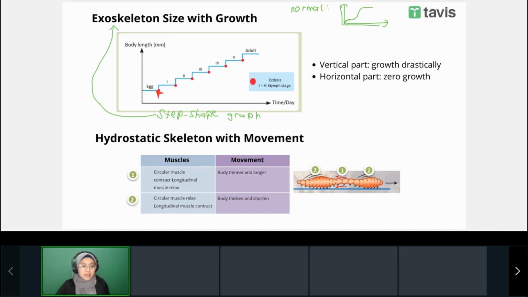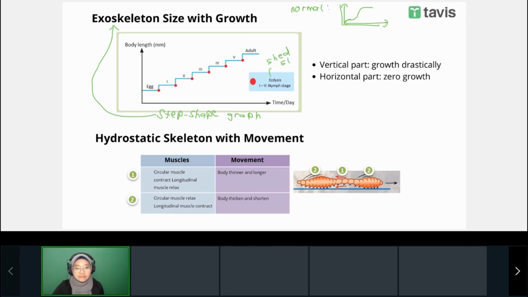Can you see the red point over here? This red point indicates an ecdysis stage. And this 1, 2, 3, 4 until 5 indicates a nymph stage. We call it a nymph stage. What is ecdysis? Ecdysis is the process of shedding the skin of the animal. Shedding the skin of the animal equals ecdysis.